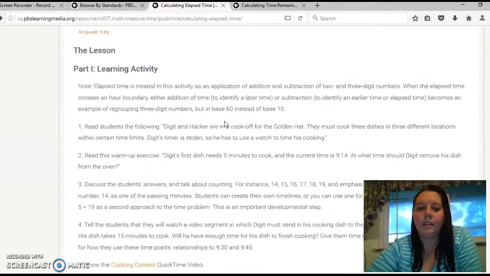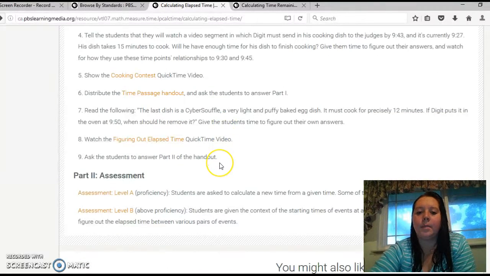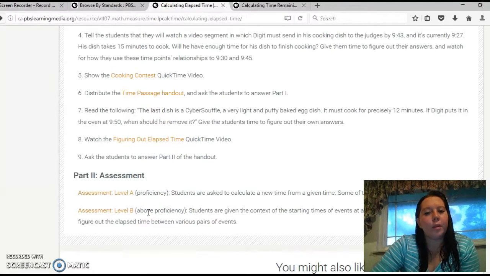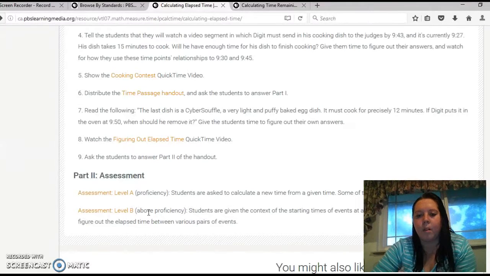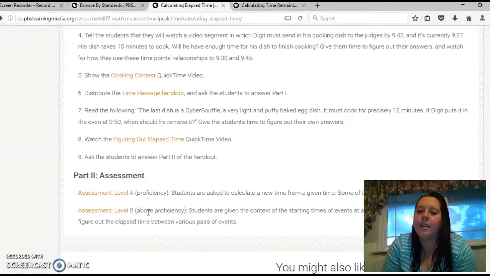The assessments for this lesson, this lesson plan did give two different types of assessments. One for students that are at basic proficiency, that they're understanding it but they're not above, like for assessment level B. I did feel that both were appropriate for the experience as they relate to the time activities in the lessons. They both ask students to manipulate and work with time, either adding or subtracting different times so that they can figure out how much time has elapsed.